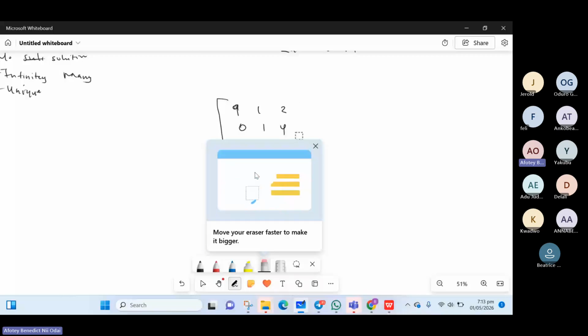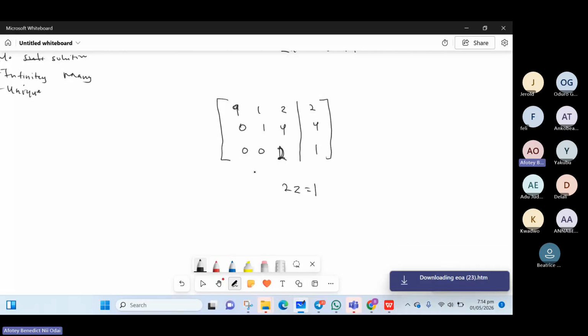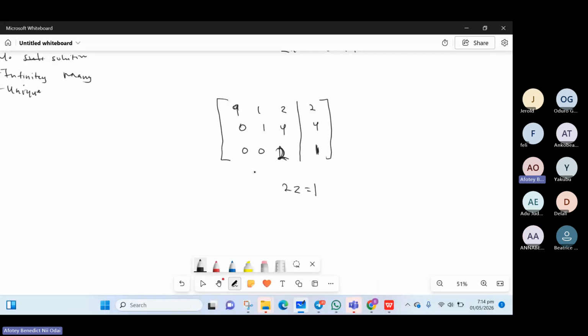And the matrix is in the augmented form, where the left and right are separated by just one vertical line. So we have, let's say, 2, 4, and 1. In this case, we can see that basically 2z is equal to 1. So you have a solution. Anytime we get a value here and a value here, you know that you are getting a value for the z. So in this case, we have a real solution.